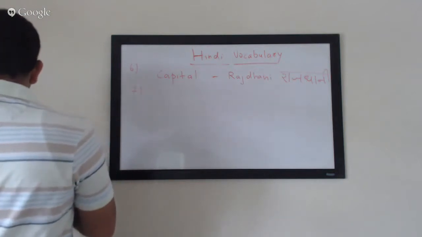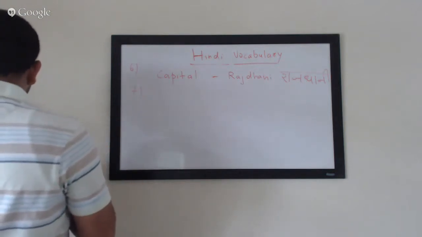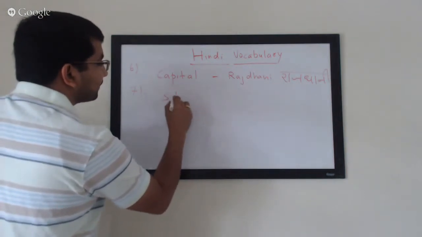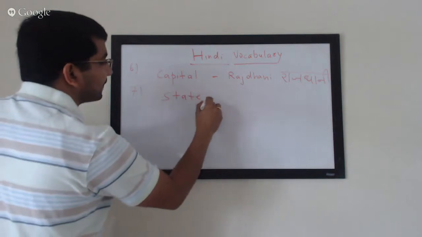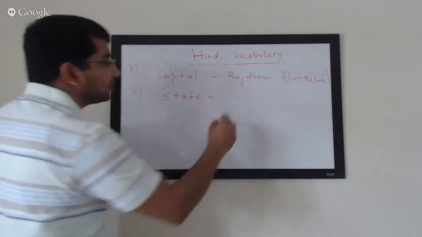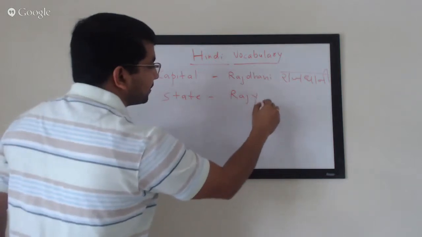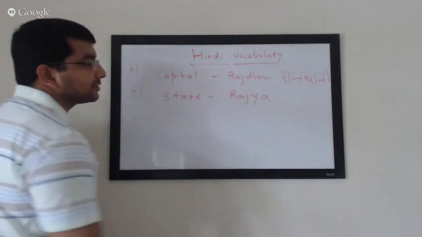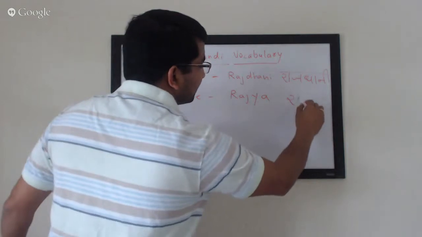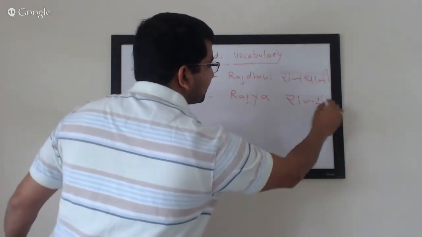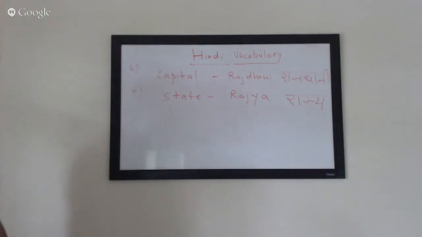So after capital, the seventh one is basically state. State is राज्य. Rajya, and then here Rajya. That's state. Rajya.